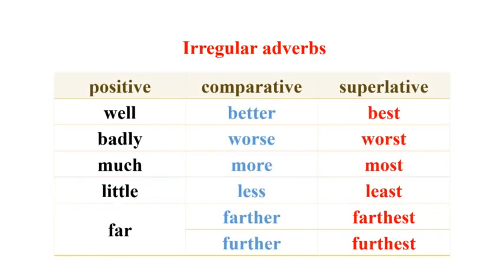Naravno imate i irregular, šta da kažem. Well, better, best. Badly, worse, the worst. Much, more, the most. Little, less, the least. Sve vrlo slično. Far, farther, the farthest. Far, further, the furthest. Ovdje je razlika American and British English. Ovo se također uči na pamet, ali uglavnom to već znate.